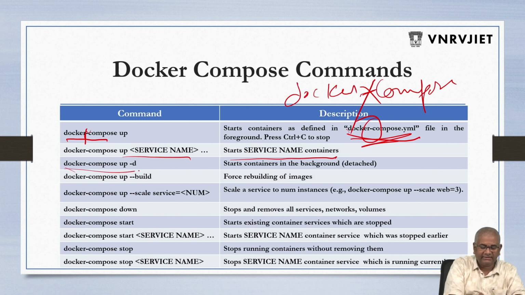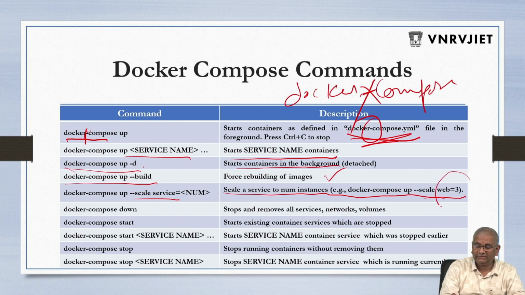Docker compose up -d starts containers in the background, detached mode, which is actually preferred. Docker compose up --build forces building of images; don't use it regularly, but you can. The build is done first and then the containers start. Docker compose up --scale service=number is very useful: it scales a service to a number of instances. For example, scale web=3. In the previous example, web is a service, so three instances of it will be run, which we can see in the practical example.